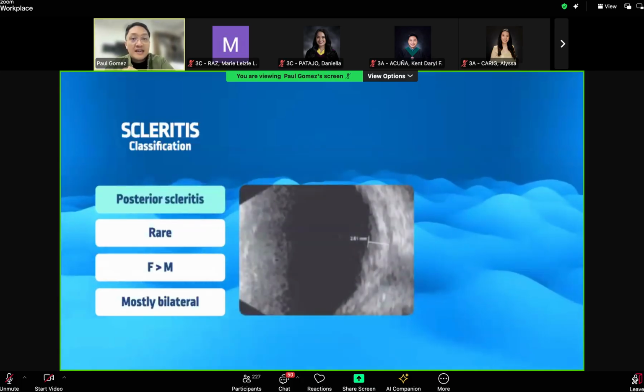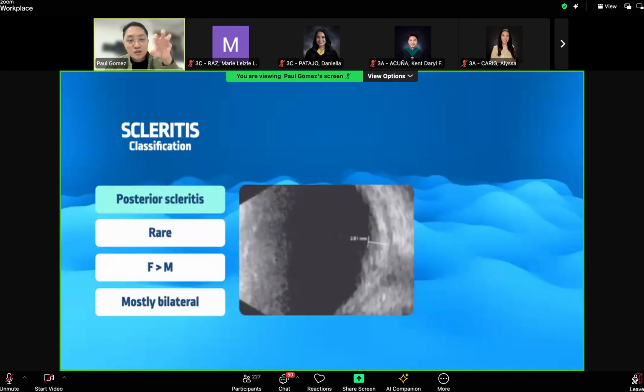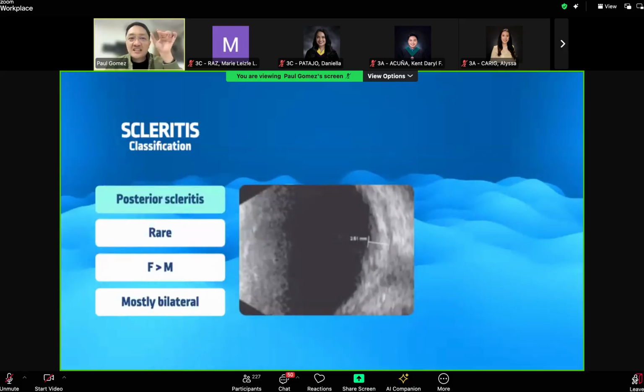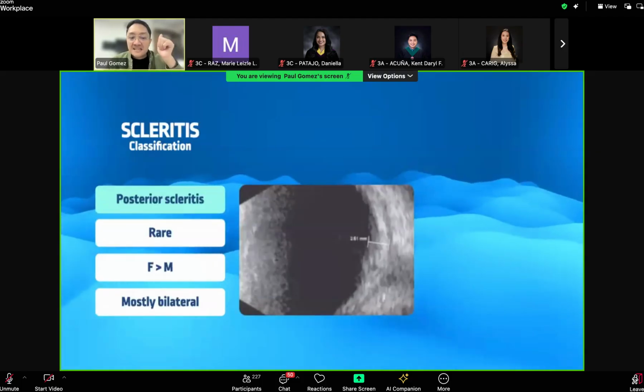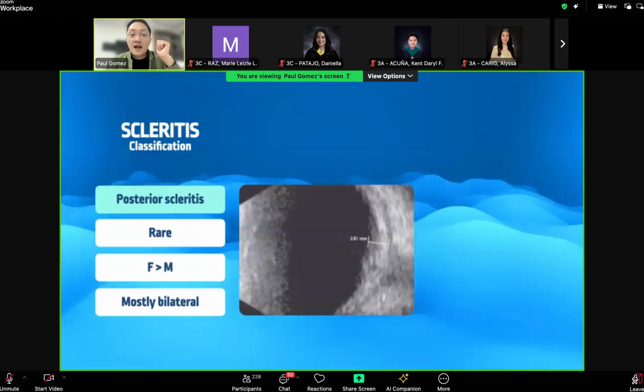So if you order a B scan, an ocular ultrasound, in this picture, you can see a normal B scan will show just a thin slab of retina and scleral tissue. But as seen in this photo, a B scan, an ocular ultrasound in patients with posterior scleritis may show a thick sclera or scleral thickening.